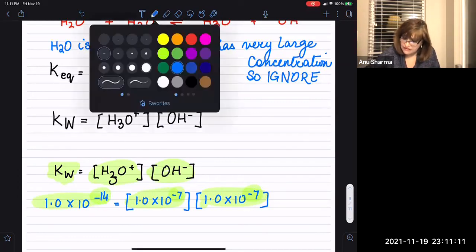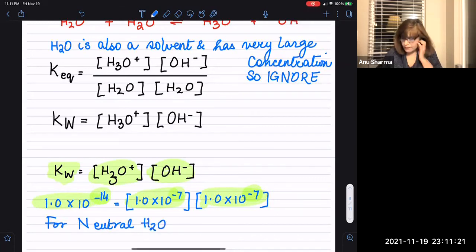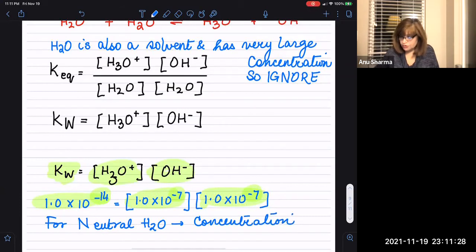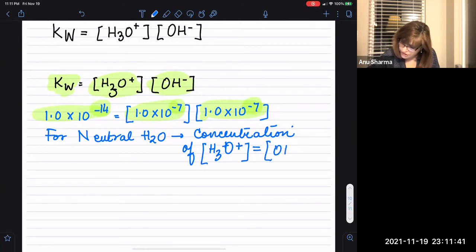So in other words, this means that for neutral water, in order for water to be neutral, the concentration of hydronium ion, H3O plus, is equal to the concentration of OH ions. Okay, so their concentrations are the same.